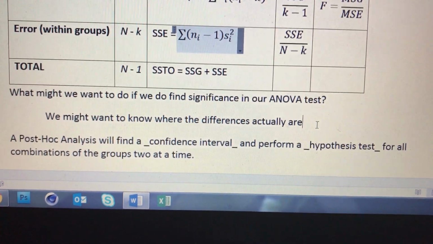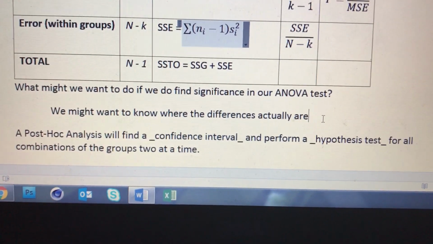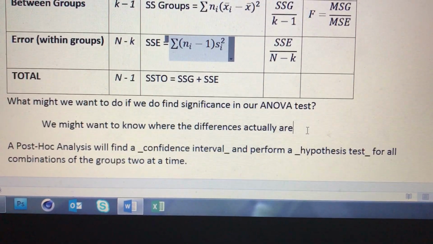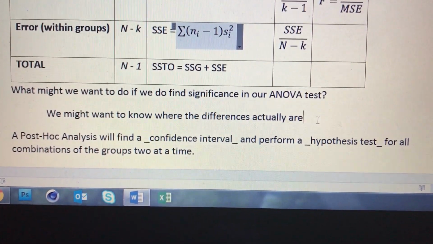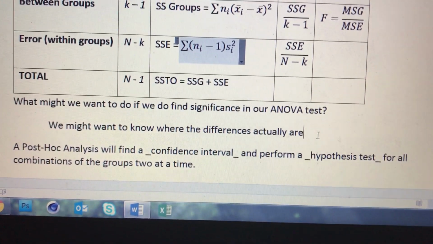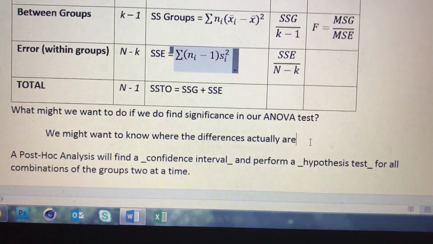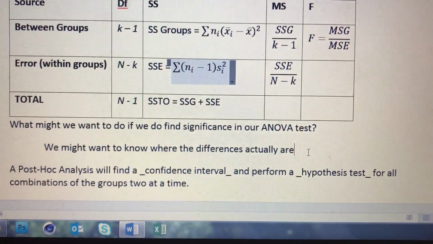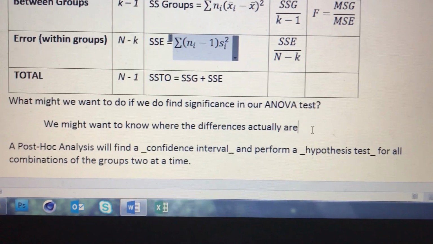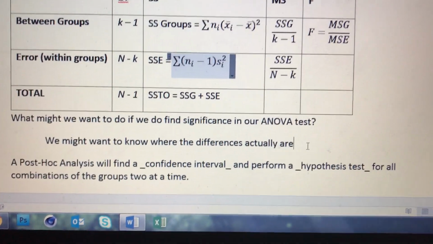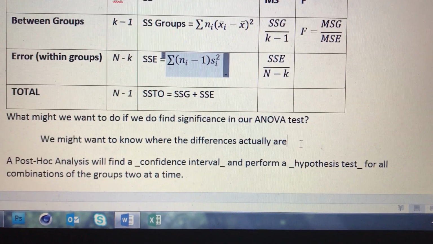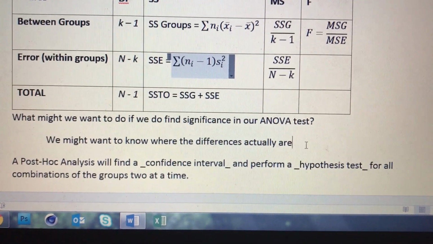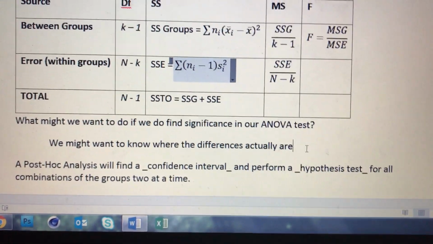I will tell you, it's not all that daunting though, because on SPSS, we can run what's called a post hoc analysis. What that will do is find a confidence interval and perform a hypothesis test for all combinations of the groups 2 at a time. So in one nice table, it'll say, let's compare group 1 to group 2. Here's your confidence interval. Here's your test statistic of the hypothesis test. Here's your p-value. So we can check our confidence interval to see if 0 is in there. We can check our p-value from our hypothesis test to see if it's less than 0.05, and that will tell us where there are differences.